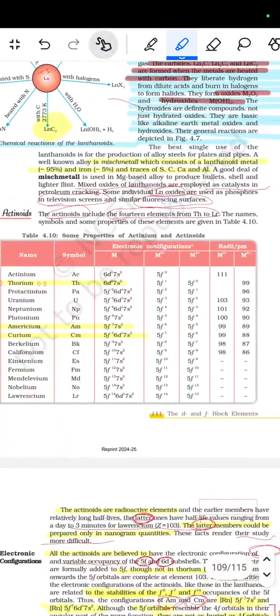Then, the best single use of the lanthanoids is for the production of alloy steels for plates and pipes. A well-known alloy is mischmetal, which consists of lanthanoid metal 95% and iron 5%, and traces of sulfur, carbon, calcium and aluminum.